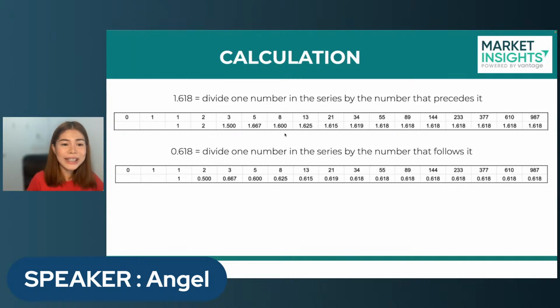Now, how did we come up with 0.618? Divide one number in the series by the number that follows it. So here, 1 divided by 1 is equal to 1. 1 divided by 2 is equal to 0.5. 3 divided by 5 is 0.6. Until we come up over here with 21 divided by 34, which is equal to 0.618. And then everything else will consistently give you 0.618. That's 61.8 over there.